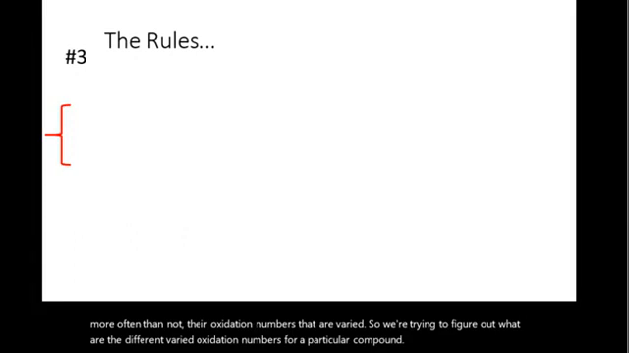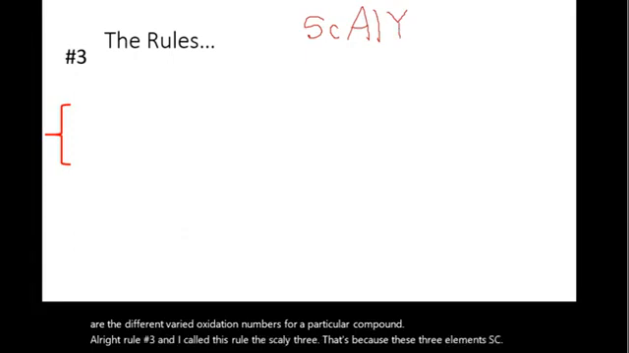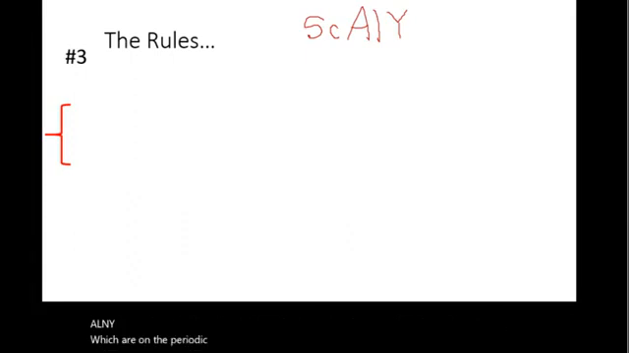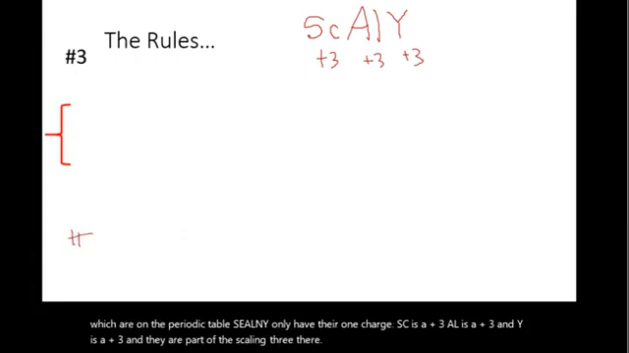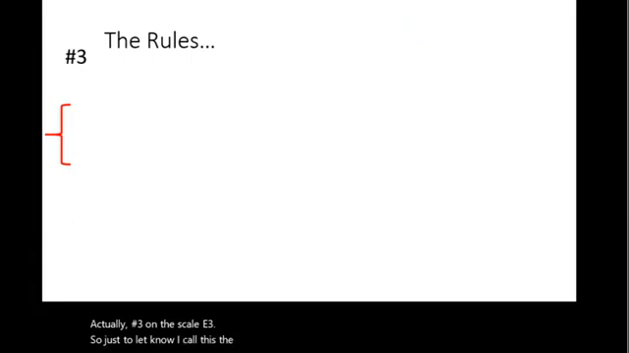All right. Rule number 3, and I call this rule the scaly 3. That's because these elements, S, C, A, L, and Y, which are on the periodic table, only have their one charge. Sc is a +3, Al is a +3, and Y is a +3, and they're part of the scaly 3. They're actually number 3 on the scaly 3. So just to let you know, I call this the scaly 3, and I say there are 3 parts to it.